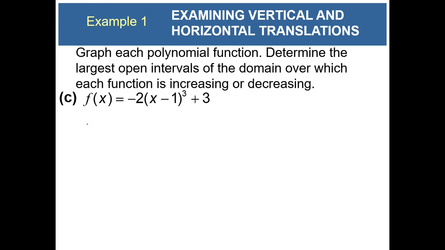For part C, I want to graph f of x equals -2 times the quantity x minus 1 cubed plus 3. Notice that this 3 on the outside is going to cause our graph to move up 3. And the -1 on the inside causes our graph to move to the right 1. And this negative in the front causes a reflection. This 2 here is going to cause our graph to stretch.